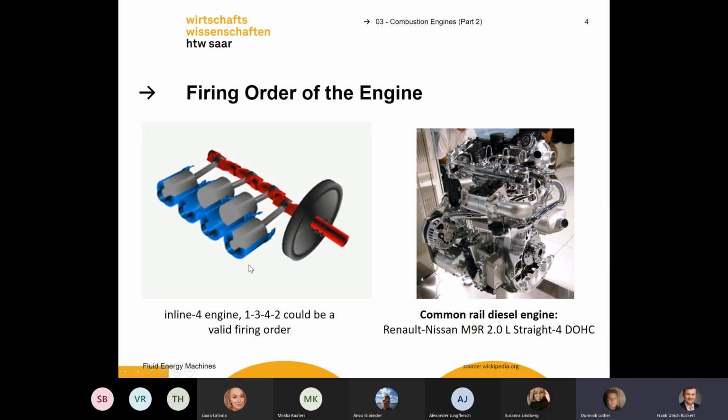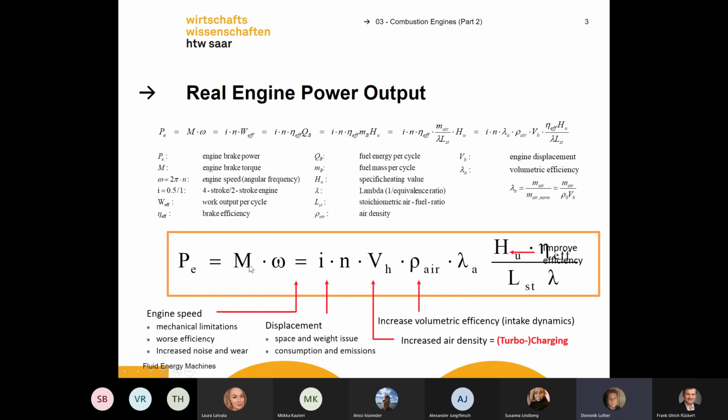Okay, here you can see... Yeah, sorry, Mr. Rückert, I have a question on the slide. The letter I, where you say it's 0.5 for a four-stroke engine and 1 for a two-stroke engine. How does that compare to the letter TZ that we had in the last lecture? Because I think it was T, and it had the number 2 for four-stroke engine and number 1 for a two-stroke engine. Yeah, but this was just the reverse value.